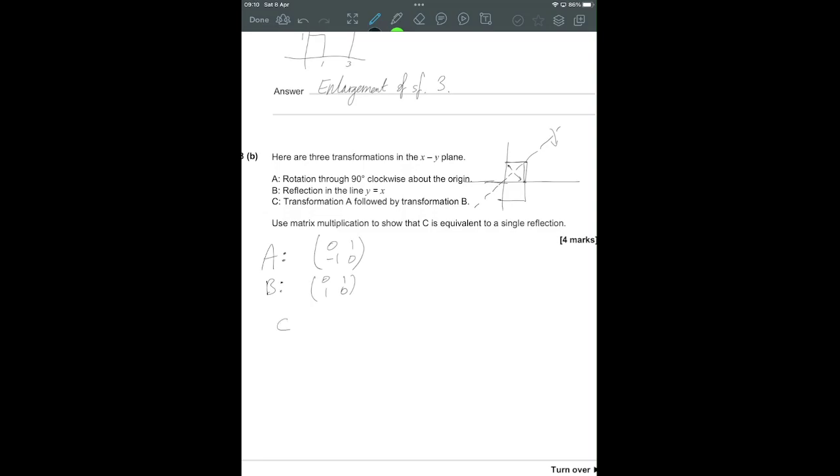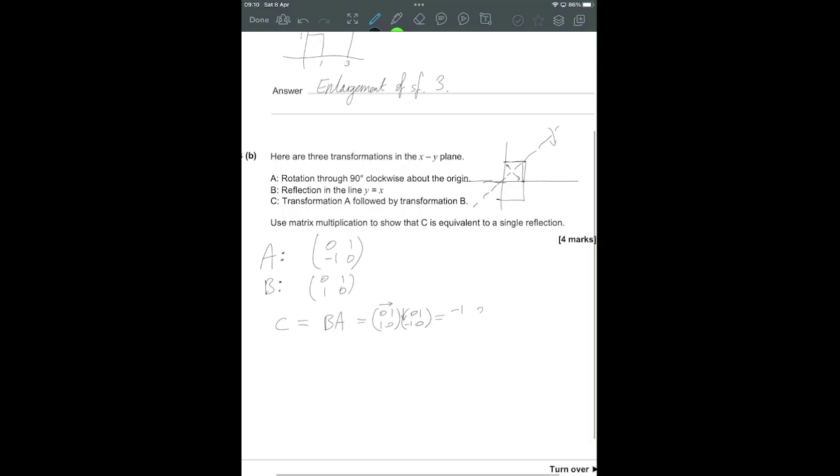So now matrix C, we've been told it's transformation A followed by B. Now remembering that we actually have to write them in the opposite order, that way round A happens first, A hits whatever you put next to it first, and then B happens. So this is 0, 1, 1, 0, multiplied by 0, 1, negative 1, 0. Multiplying that out, remember we do row times column, so that comes out as negative 1, 0, 0, 1.